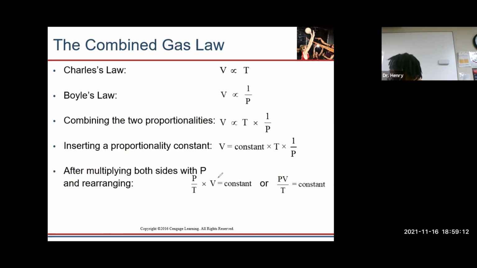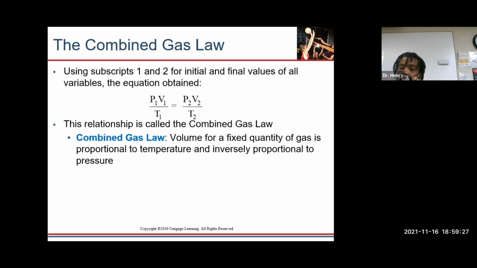With the combined law, we're incorporating that PV divided by T all together. So then we could set that equal to a constant as well. And then we could set those equal to each other, and we come up with this equation: P1 V1 divided by T1 equals P2 V2 divided by T2. So this is the combined law. And this is sort of like the ideal gas law, because the ideal gas law is PV equals nRT.